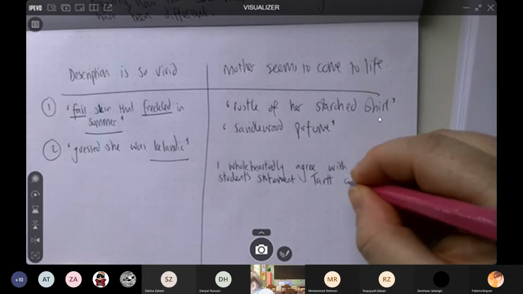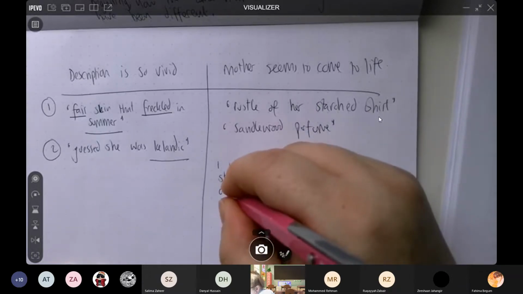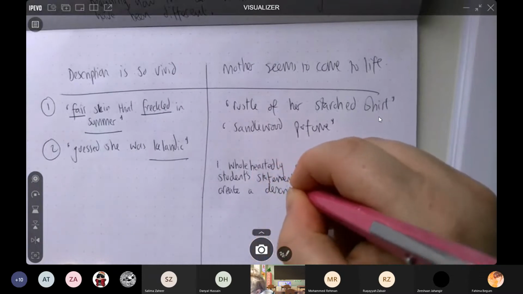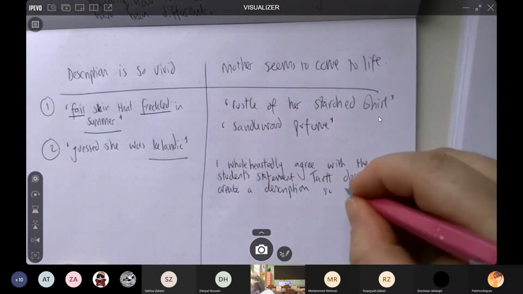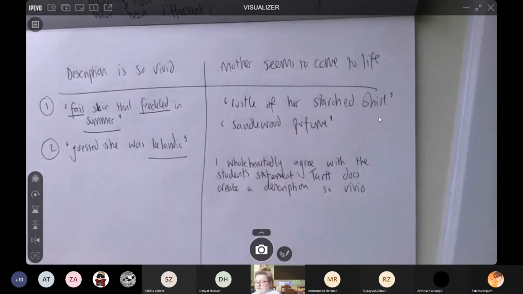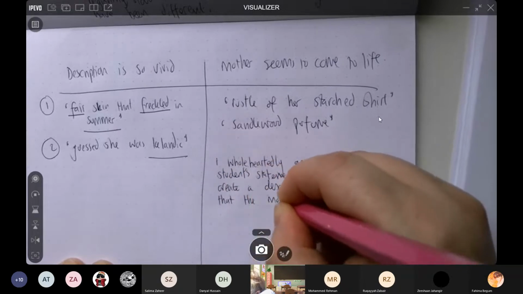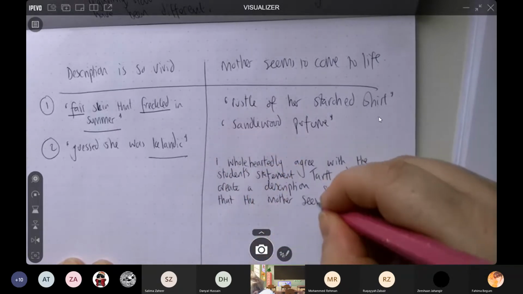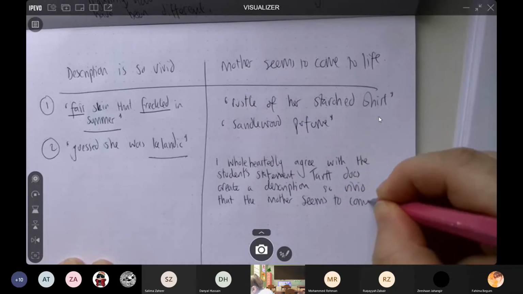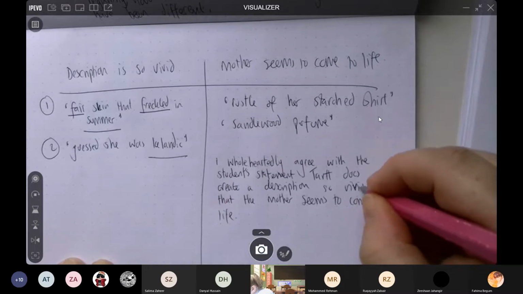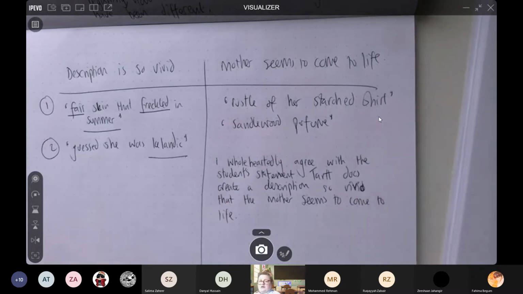Tart does create, and then if I look here, a description so vivid, and then the second bit, that the mother seems to come to life. So already I've written something that's going to get me some marks for this question, okay?